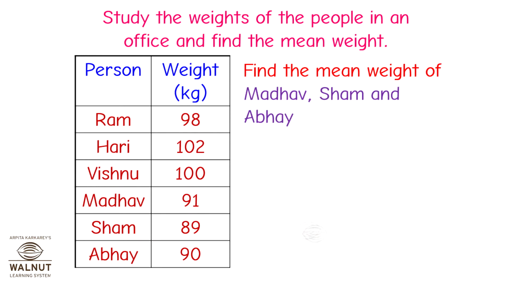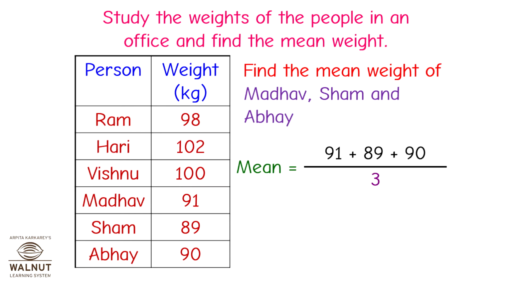Find the mean weight of Madhav, Sham and Abhay. Mean is equal to 91 plus 89 plus 90 upon 3. That is equal to 270 upon 3. That is equal to 90 kgs.